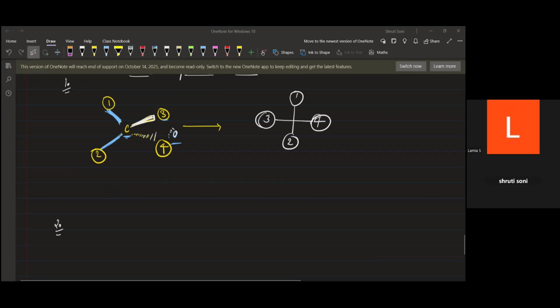Like what would be towards myself? I'm sorry. Wait a second. 1 and 2 are in the plane, right? Yeah, 1 and 2 are in the plane, and the two are completely opposite.